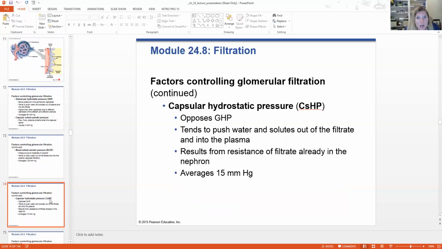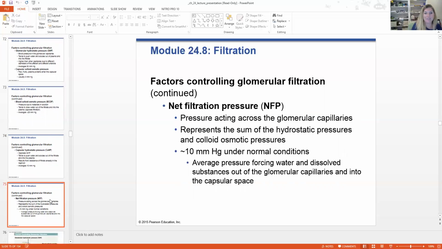There's also capsular hydrostatic pressure, which is opposing our GHP, our glomerular hydrostatic pressure, tending to push some of the water and solutes back into the plasma as well. This is a result from the filtrate that's already there, right? That's kind of sitting and waiting to go into the renal tubule. It's relatively small here as well. So overall, the net filtration rate is pushing water and solutes from the blood in the glomerulus into the capsular space. So there's always this net movement out of the blood and into that capsular space and then into the PCT.